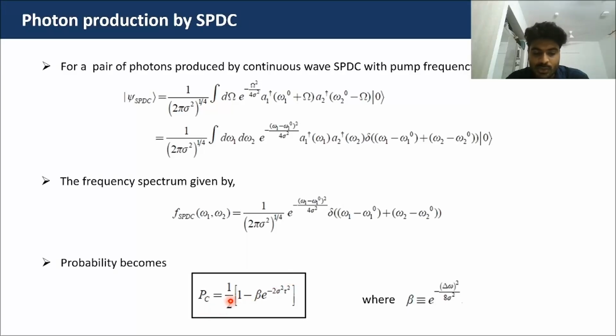This is our probability of coincidence for the pair of photons from continuous wave spontaneous parametric down conversion. So we have PC equal to 1 by 2 times 1 minus beta e raised to minus 2 sigma square tau square, where beta is exponential minus delta omega square, where delta omega is the detuning between the frequencies, divided by 8 sigma square. Sigma is the photon's angular frequency bandwidth. So we have this exponentially decaying term here.